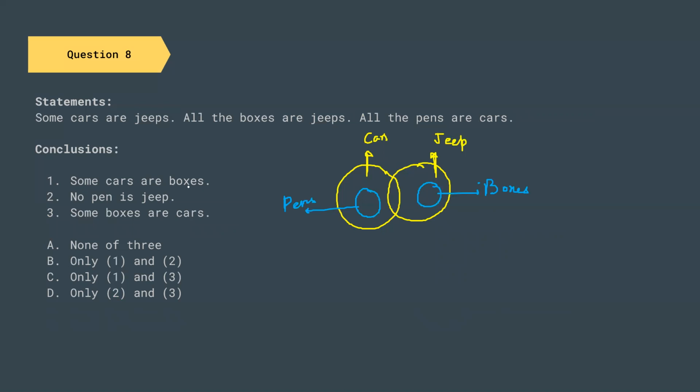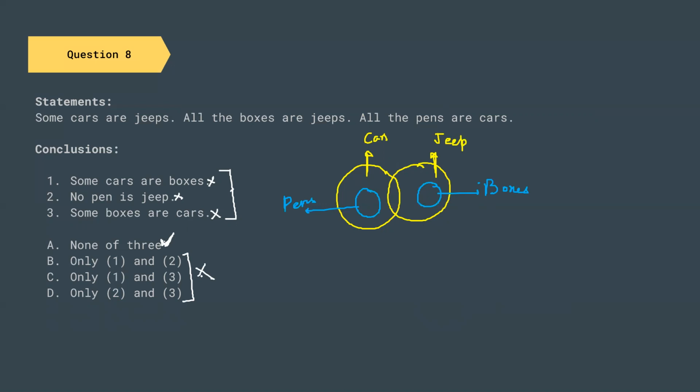Now, let us go to the conclusions. Some cars are boxes. I cannot say this. No pen is jeep. Again, I cannot say this. Some boxes are cars. I also cannot say this. So out of these three conclusions, none can be concluded concretely. So the answer will be none of the three. This is your correct answer, and all the other options will be eliminated.